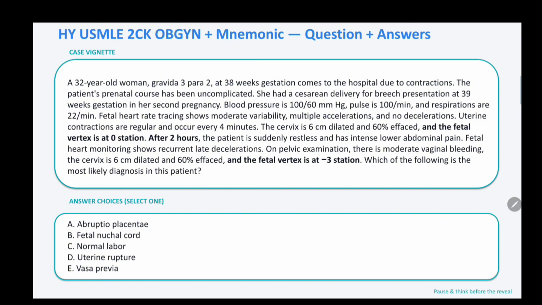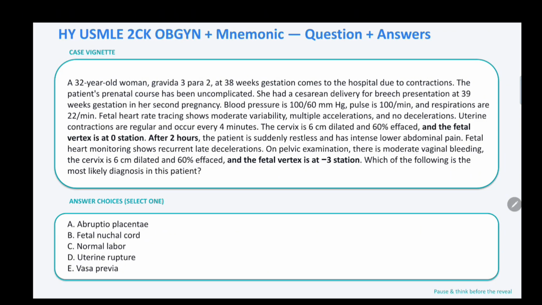Abruptio placentae can present with vaginal bleeding, abdominal pain, and abnormal fetal heart rate tracing. So it is a good differential. However, it is not associated with the loss of fetal station. The baby would continue to be pushed down. This makes it incorrect. B. Fetal nuchal cord. A cord around the neck is a common finding. It can cause heart rate changes like variable decelerations from cord compression. But it does not cause abdominal pain, vaginal bleeding, or late decelerations. So this is the wrong answer.